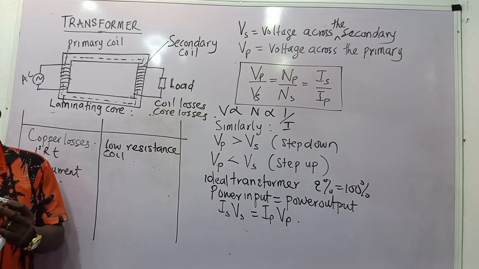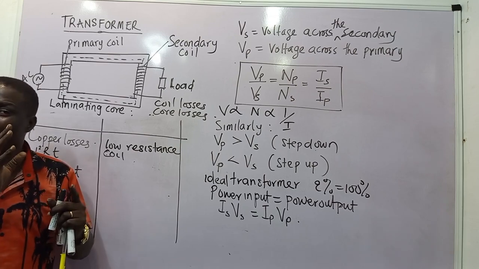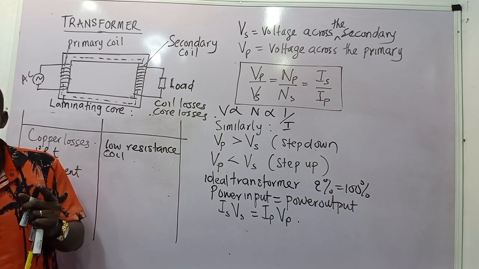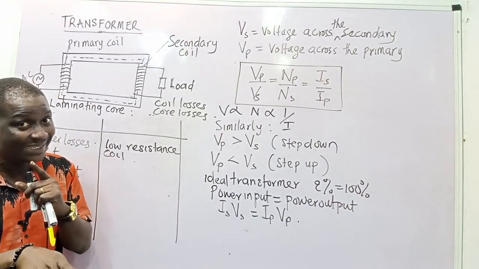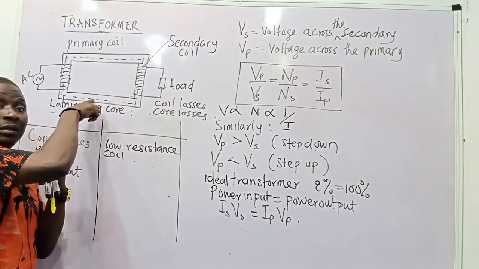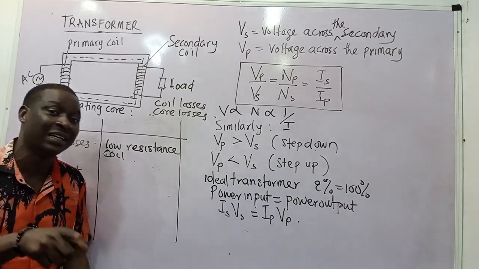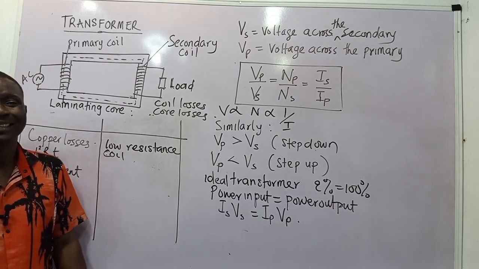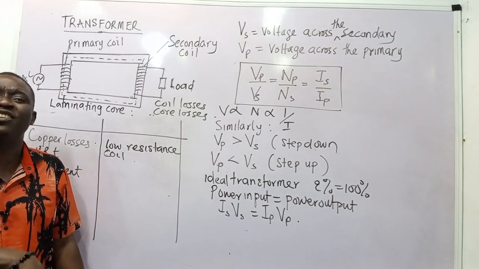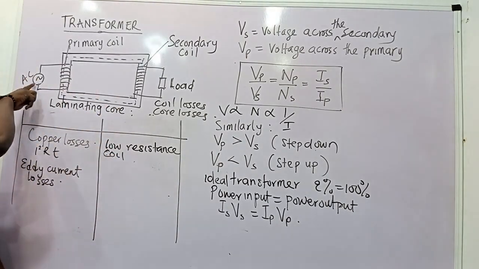Note the point I just mentioned. Number one, eddy current loss is an energy loss due to heat in the core. That is as a result of circulating current. That current is what we call eddy current, induced in the core as a result of magnetic flux. What is magnetic flux? That is created by the AC.